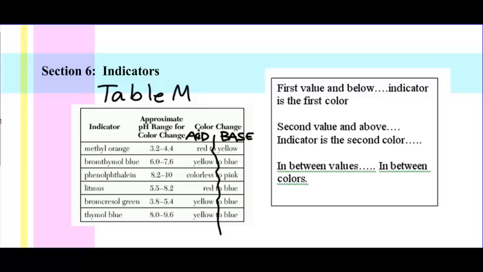If they ask generic, that's fine. If they ask you what color is litmus in an acid, you're going to say red. If they ask you what color is phenolphthalein in an acid, you'll say colorless. But they also give you pH ranges for the indicator change. And if they give you specific pH values, then you need to look at this middle column.